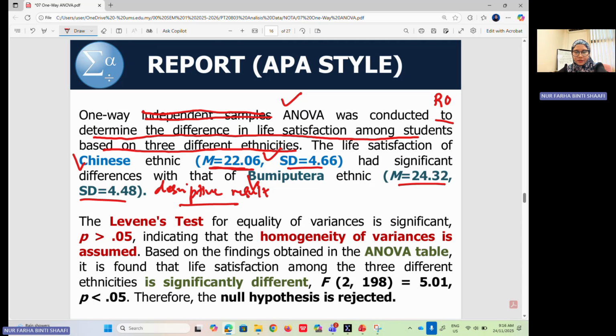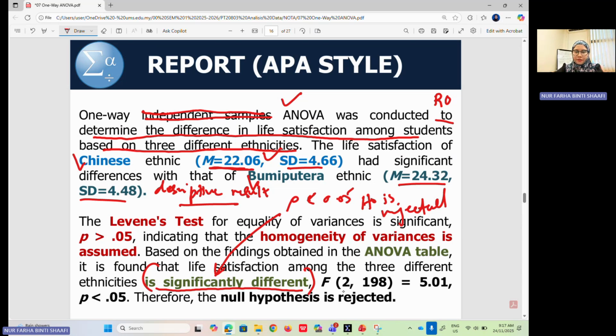Based on the findings, ANOVA, it is found that life satisfaction among three different ethnicities is significantly different. Significantly different. Why? Because your p-value is less than 0.05. So your null hypothesis is rejected. You reject your null hypothesis. That's why you say there is a significant difference in life satisfaction among the three different ethnicities.